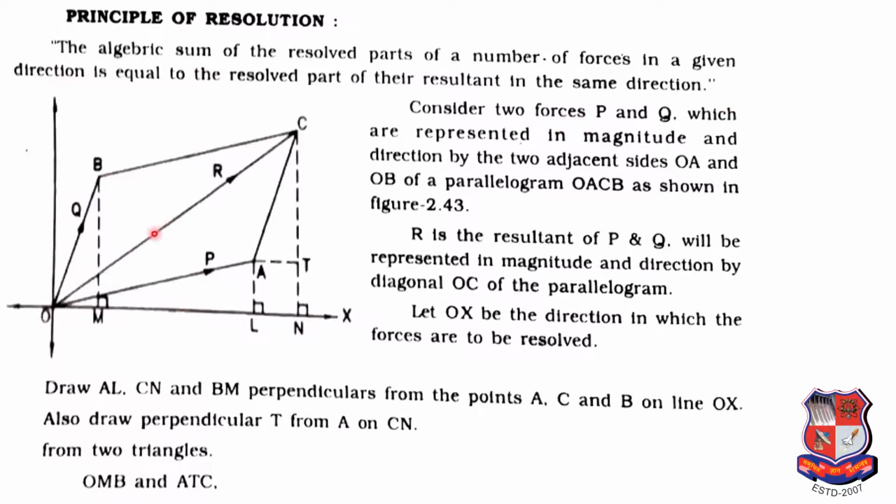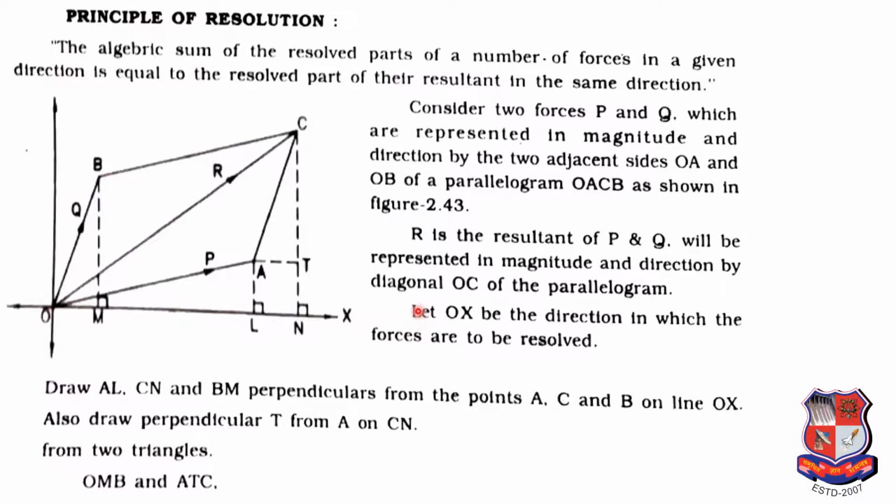Consider two forces P and Q which are represented in magnitude and direction by two adjacent sides OA and OB of a parallelogram OACB as shown in this figure. R is the resultant of P and Q, and will be represented in magnitude and direction by the diagonal OC of the parallelogram, you can see over here. Let OX be the direction in which the forces are resolved.